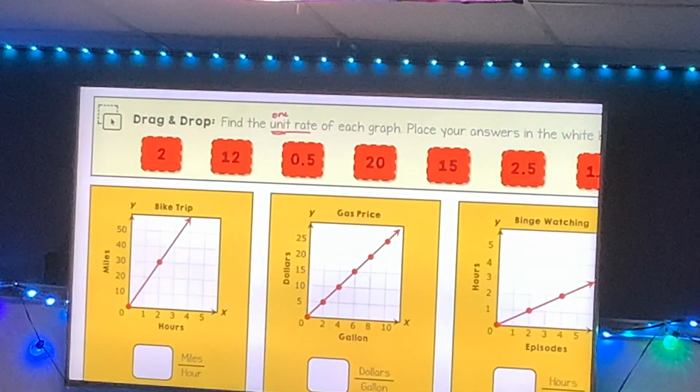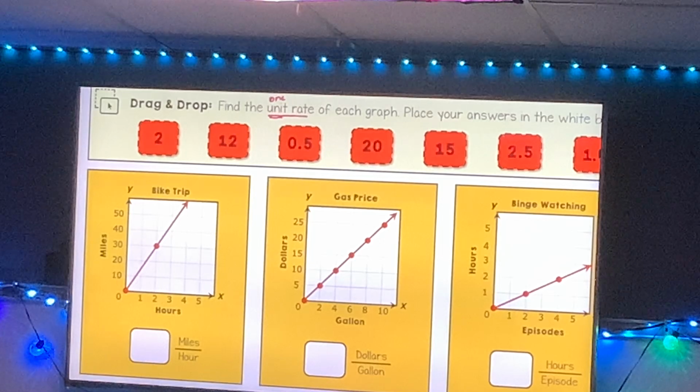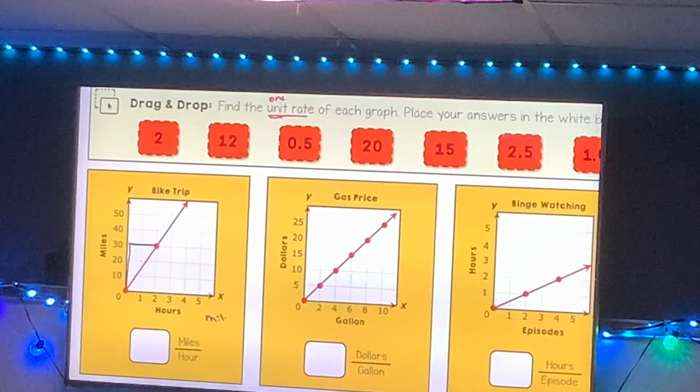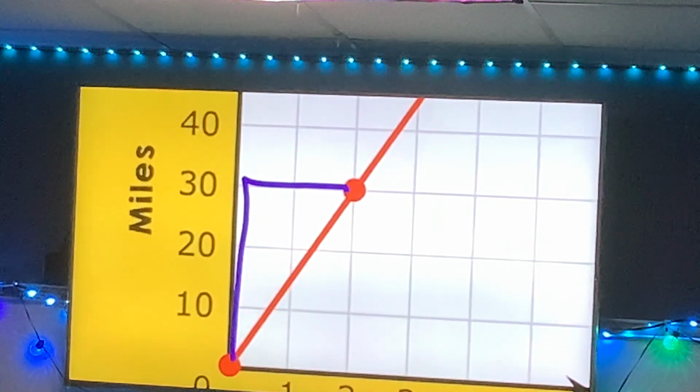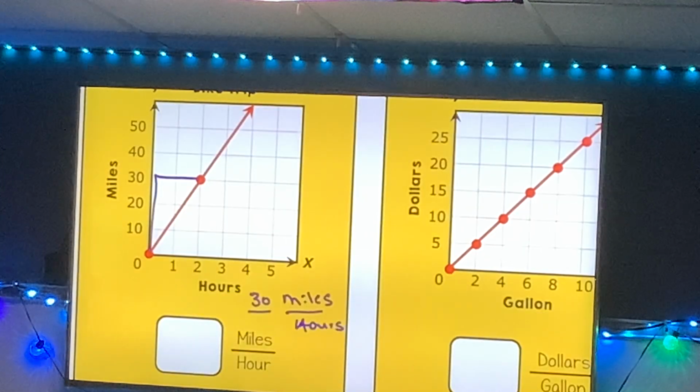So, if I am looking at my first one, I am going to rise and run. So I am looking at miles over hours, like it says, and I'm going to my first pretty dot. How many miles did I go up? 30. Do you see it says 30? From 0 to 30 is 30. And how many hours? 2.